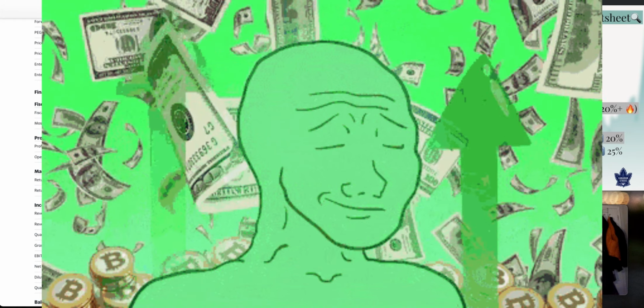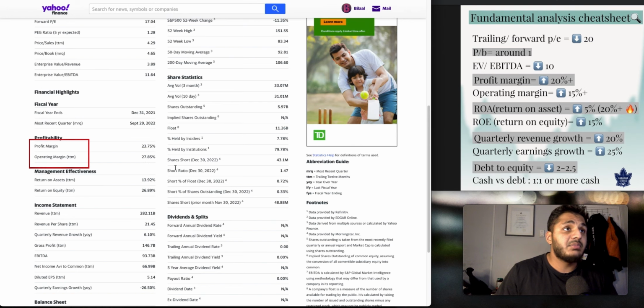Next is the operating margin, and we want it to be 15% plus. Now operating margin is basically profit after cost of operating. Operating cost. Profit margin is profits after the cost of sales. Operating margin is cost of wages, raw material, whatnot, like operating costs. And it definitely does way better than 15%, so we're going to give that a check mark.